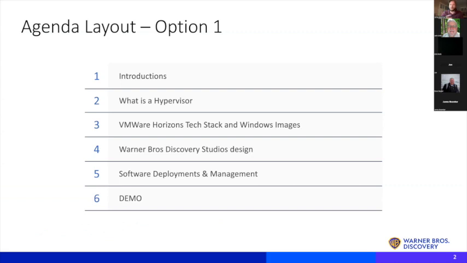We did our introductions. We're going to go over our use cases. We're going to describe what a hypervisor is, which is basically the bare metal and the bones that makes all this work. It's how we virtualize everything. Next, we're going to go over the VMware Horizon tech stack, and we'll explain why we chose Horizon, what it does for us, and all the interworking parts. Then we'll go over how we designed our system at Studios: some of the key features, system design, system specs, all that fun stuff, and how it all works together.